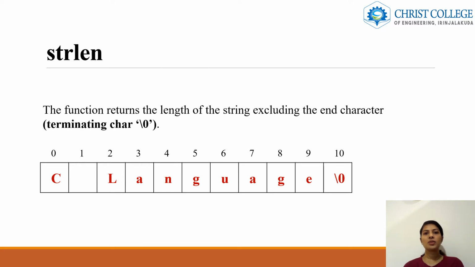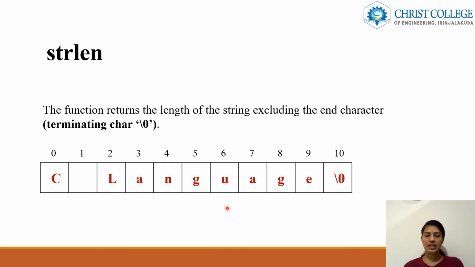Let us discuss a string handling function, strlen. As the name indicates, strlen function is used to find out the length of the string. So the function returns the length of the string excluding the end character. We know that in all the strings, after the last character, there is a terminating character called \0. So the strlen function counts all the characters before the \0.